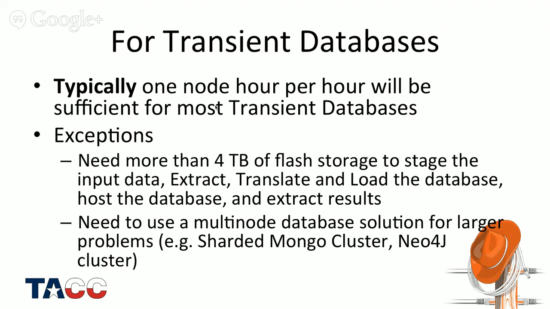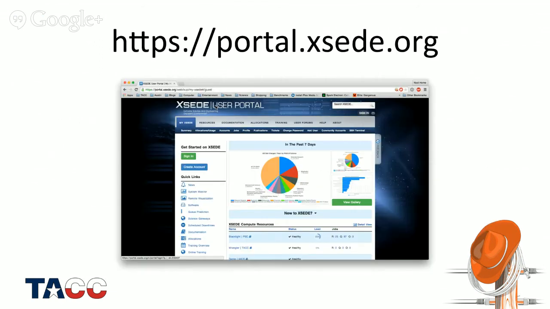For transient databases, you should think about getting 1 node hour per hour if you're going to need 1 node to stand up a database, unless you're sharding or doing some other things. Unless, of course, you're working with larger than 4 terabytes worth of data on the flash storage for doing your extract, translate, loading of the databases, for hosting the databases and extracting your results. So typically that's where you would go, but you may need more depending on your situation.